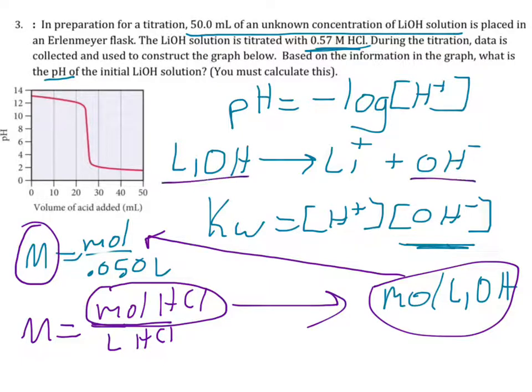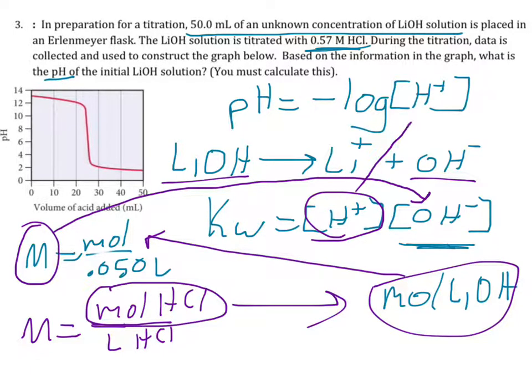Because this is a 1-to-1 ratio, whatever the molarity of the lithium hydroxide is equal to the molarity of the hydroxide. And so once we find the molarity of the hydroxide, we can then plug it into this equation to then find the molarity of the hydrogen ion. Because once we find the molarity of the hydrogen ion, we can then plug it into the negative log of the hydrogen ion, which is the pH.